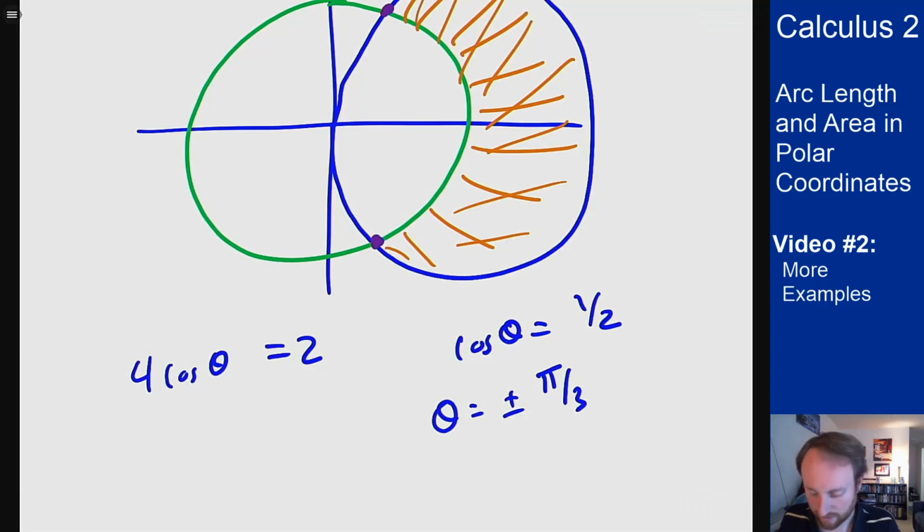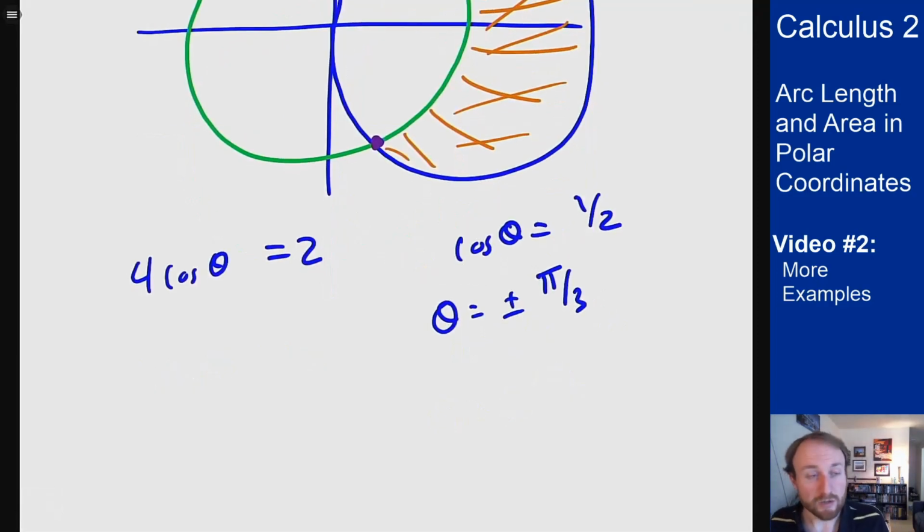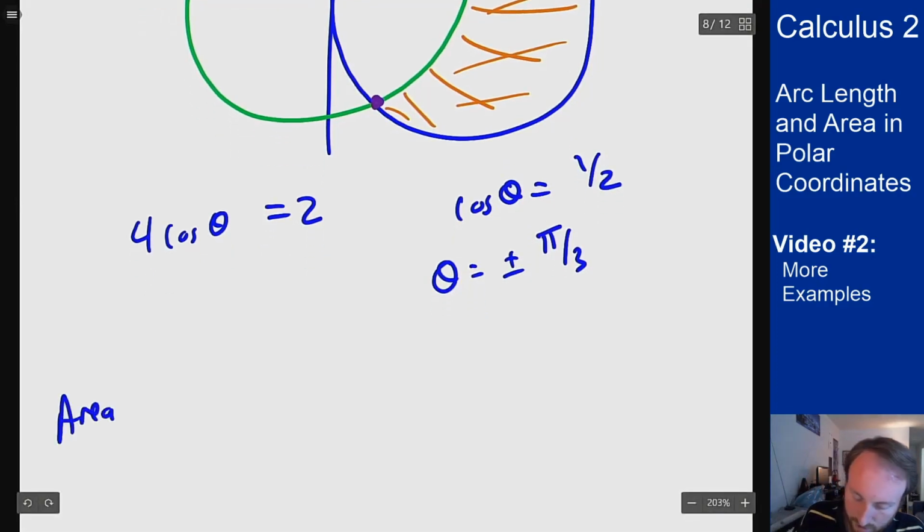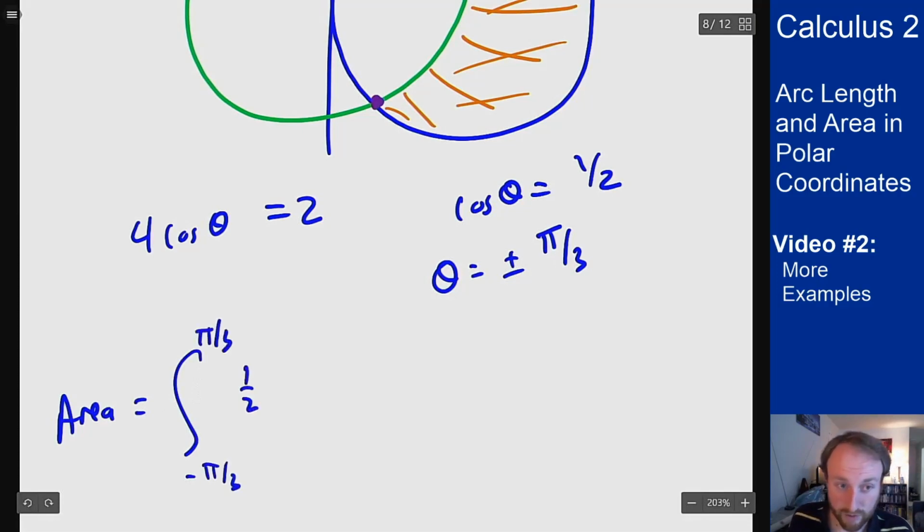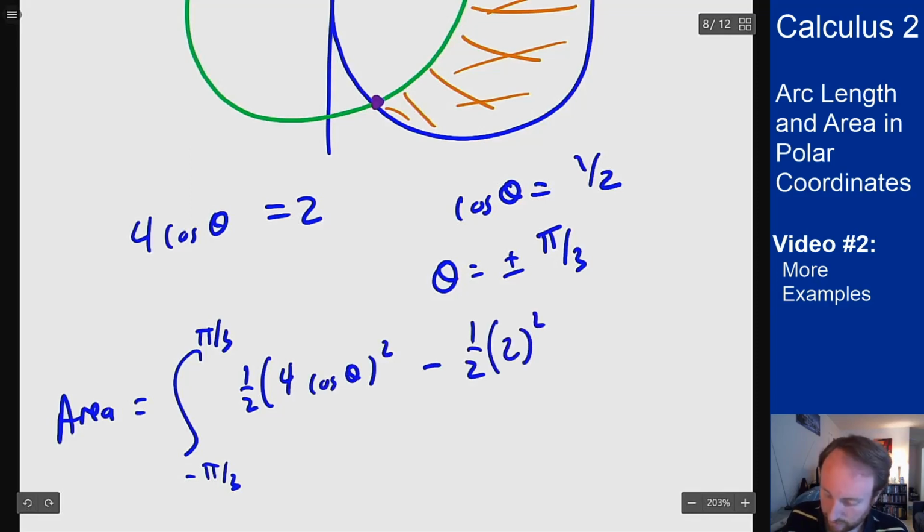And how do I set up this integral? Well, for area between two curves, we can sort of combine things together because it was linear, but in this case, you want to make sure you keep separate the inner and outer radii functions because you have to square them both first before you combine them. The area should be the integral from minus pi over 3 to pi over 3 of 1/2 outer function squared, which is (4 cosine theta) squared, minus 1/2 inner function squared, which is 2 squared, d theta, and then work this out and solve this.